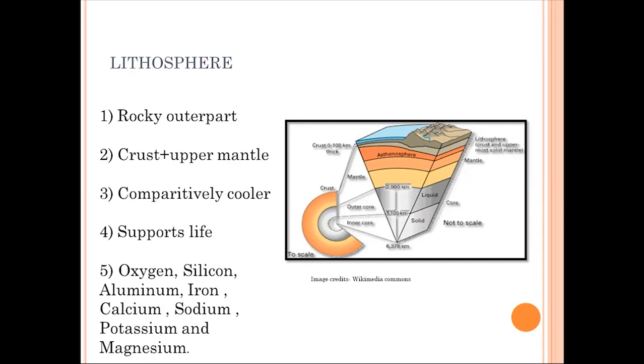So the soils that we get in different regions are because of the different types of rocks that were present in the past. This lithosphere comprises elements like aluminium, iron, calcium, sodium, potassium, magnesium, oxygen, silicon, and all of these are required for the living beings. Hence, it supports life.